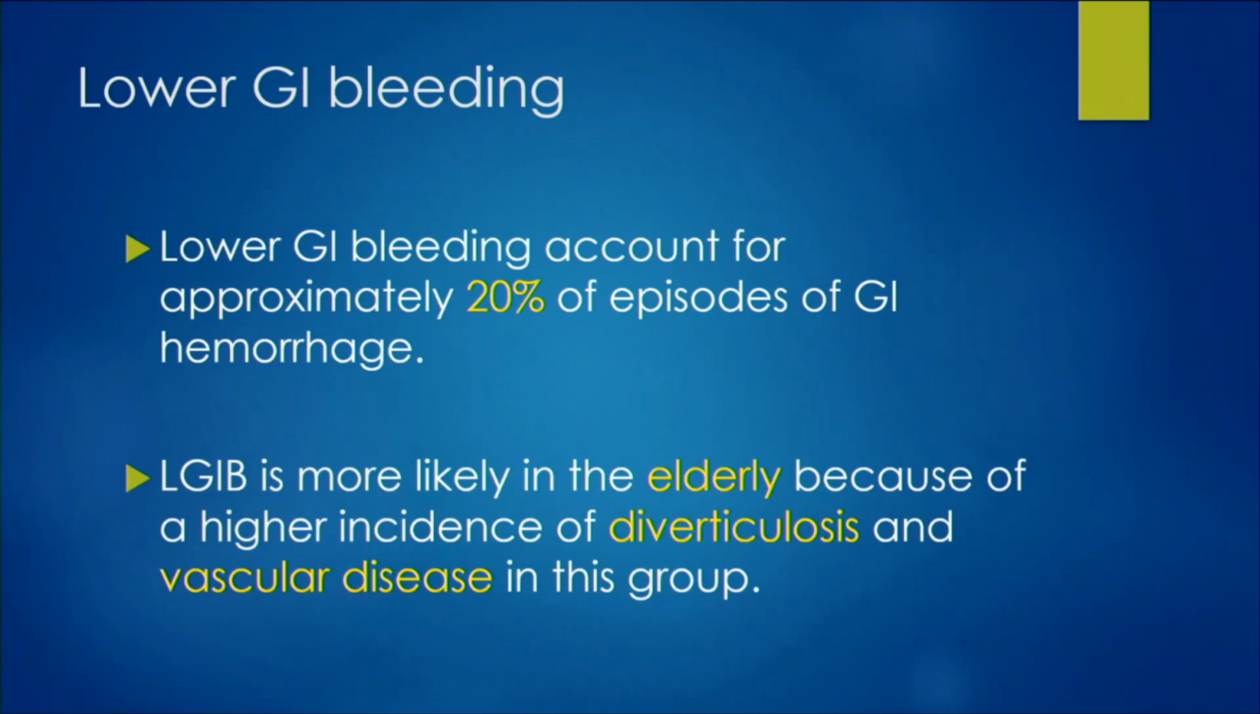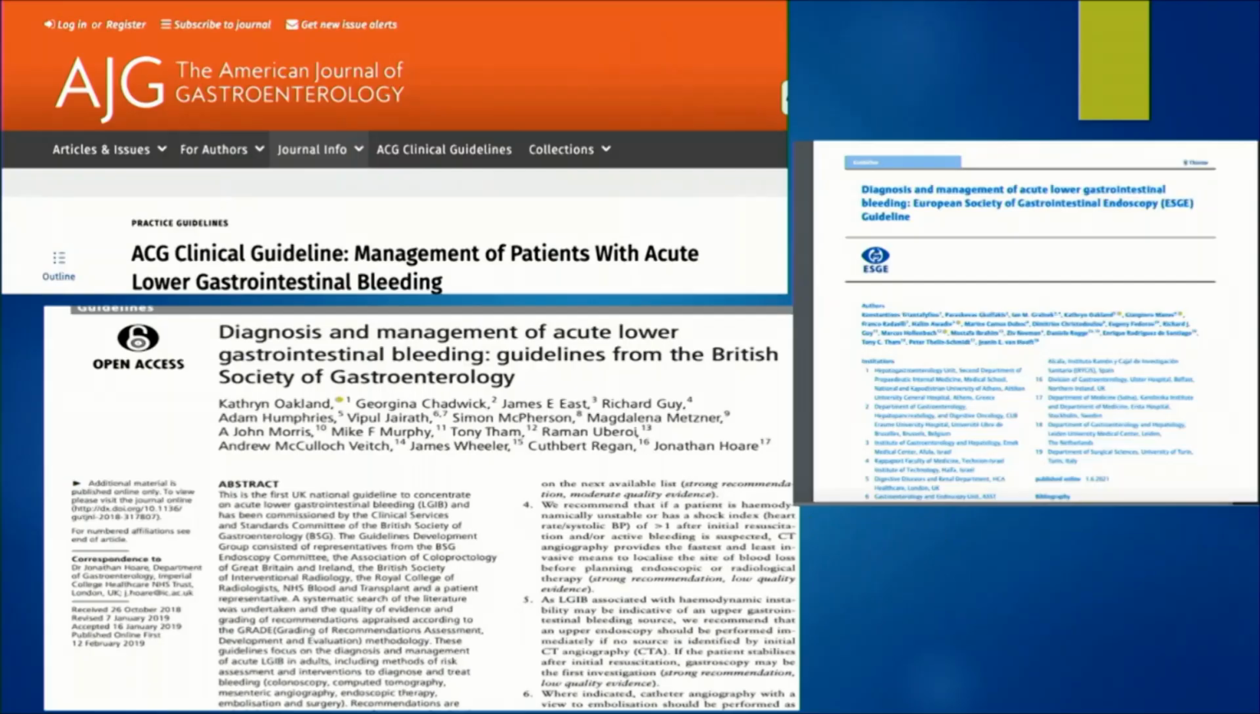From general GI bleeding, lower GI bleeding accounts for about 20% of all episodes. Lower GI bleeding is most likely in the elderly, which is challenging. The most common diagnoses in Western data are diverticulosis and vascular diseases. The international guidelines are the ACG guidelines, the British guidelines, and the European Society of Gastroenterology guidelines. The European ESGE is the latest updated one, from 2021. I depend more on these guidelines, but this is what we practice every day.